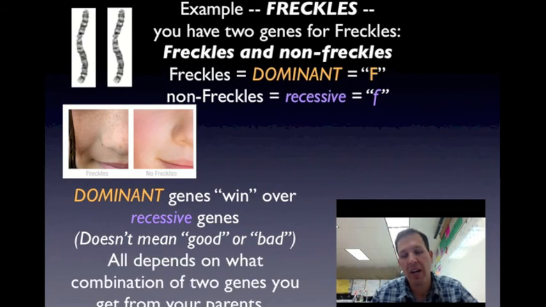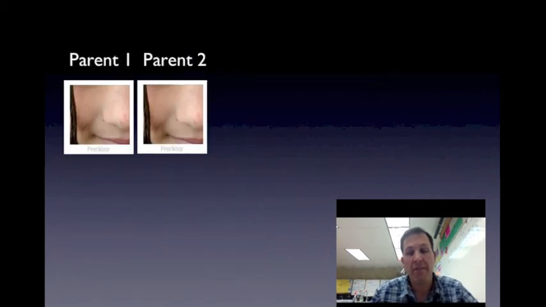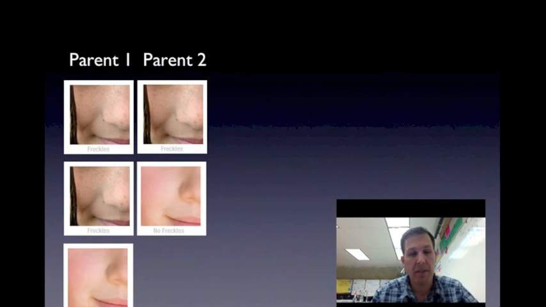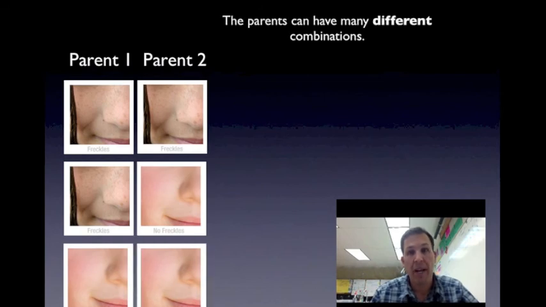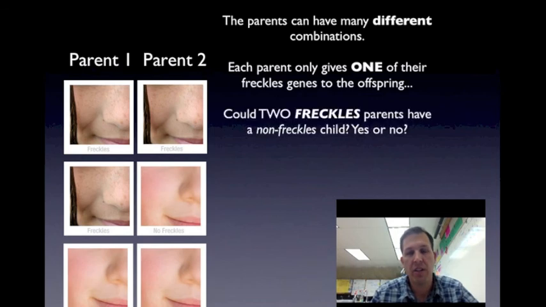It just depends on what combination of the two genes you get from your parents, because you always get one copy from mom, one copy from dad. And again, you could have different combinations. Maybe both parents have freckles. Maybe one freckles, one no freckles. Maybe two no freckles. The parents can have many different combinations. Each parent only gives one of their genes, though, to the offspring.